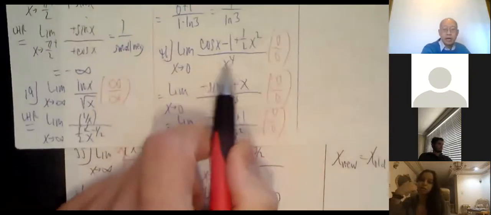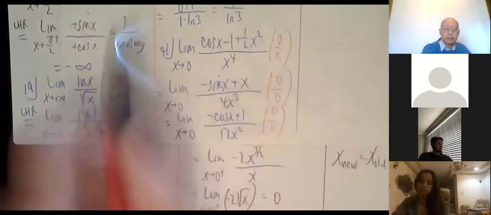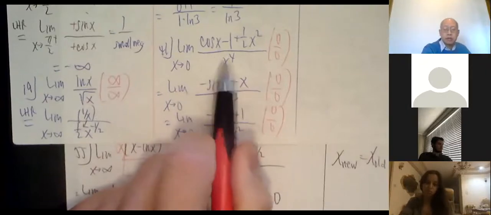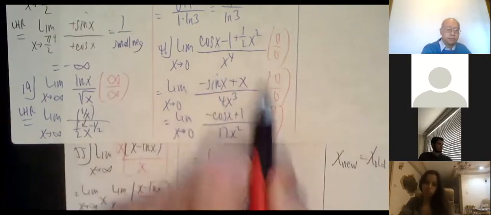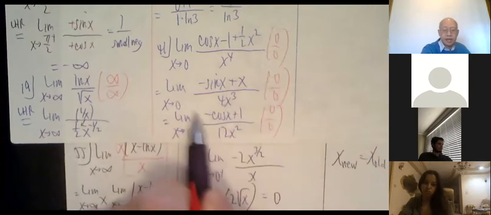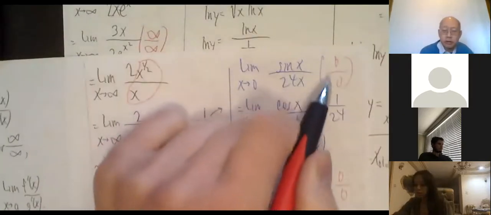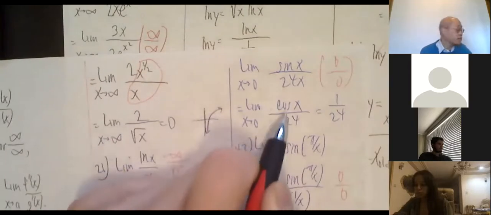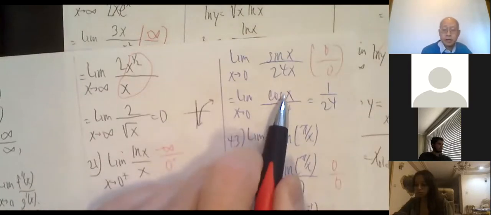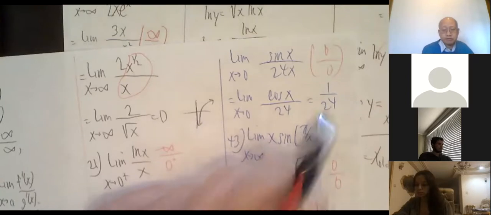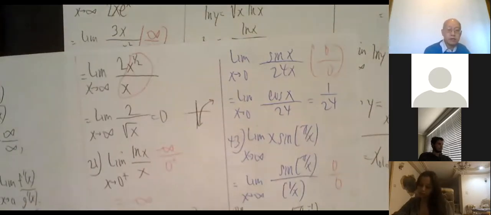Okay? So way back at the beginning, overall big picture, 0 over 0. Take the derivative of the top, derivative of the bottom. Still 0 over 0. Do it again. Still 0 over 0. Do it again. Still 0 over 0. Finally, I get something which is not 0 over 0. When I plug in, I get 1 over 24. Okay. So that's that.